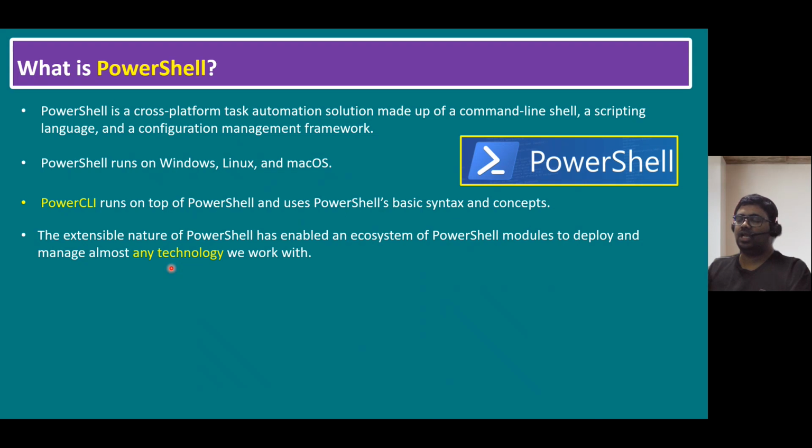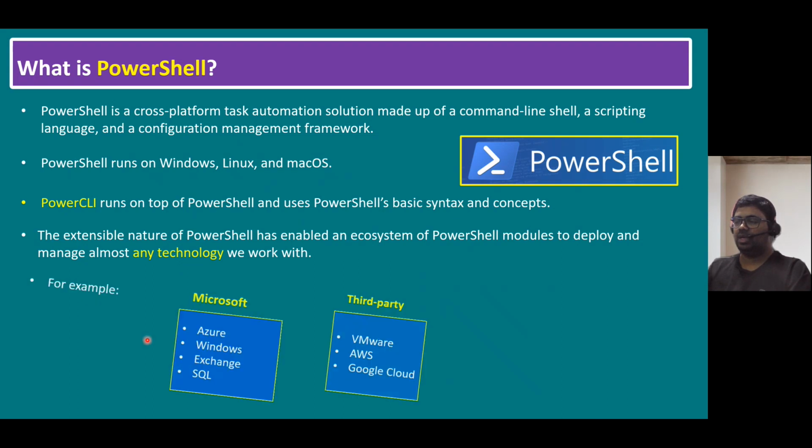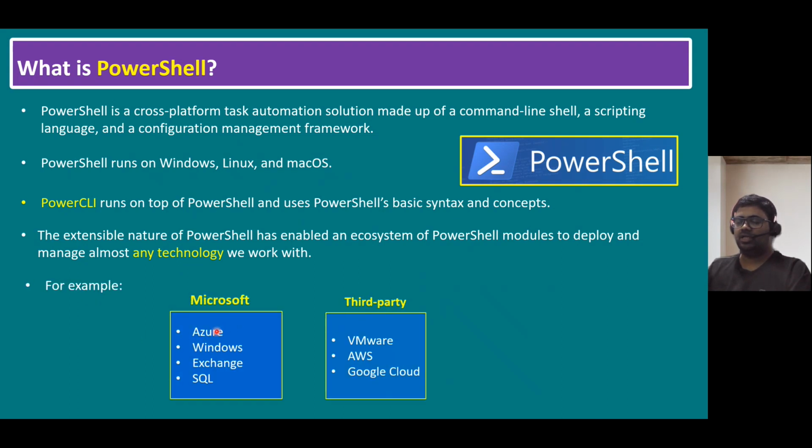That means PowerShell can be utilized with Microsoft products as well as third-party products. For example, you can run PowerShell in Microsoft Azure Cloud. We can run it on Windows client and server operating systems, and even access enterprise applications like Exchange and Microsoft SQL databases using PowerShell. It is not limited to Microsoft products; we can access third-party tools like VMware products using PowerShell, and we can also connect to public clouds like AWS and Google Cloud. So this is the importance of PowerShell.